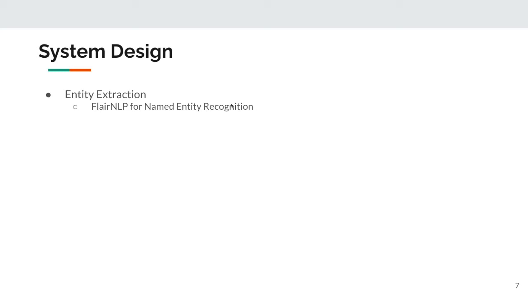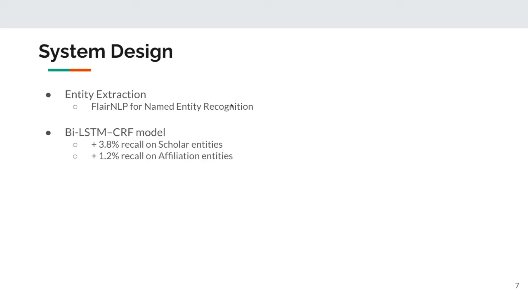To tackle this, we enhance the extraction process by training our own character-level bidirectional LSTM CRF for entities extracted by FlairNLP that are longer than a certain number of tokens. And these are the performance gains that we observe when we use our model on top of FlairNLP.